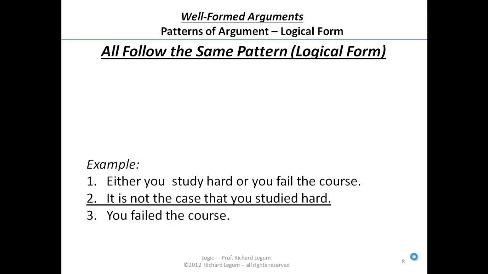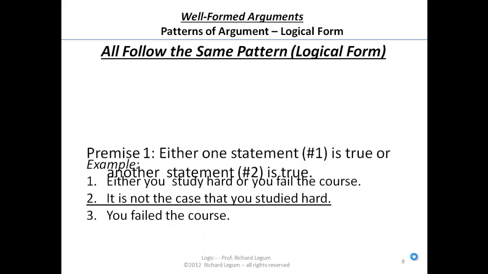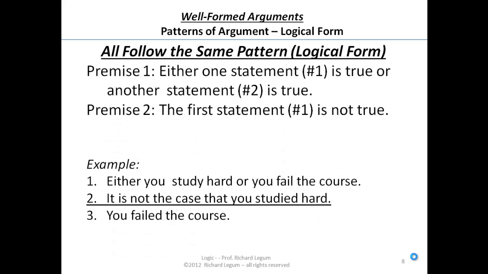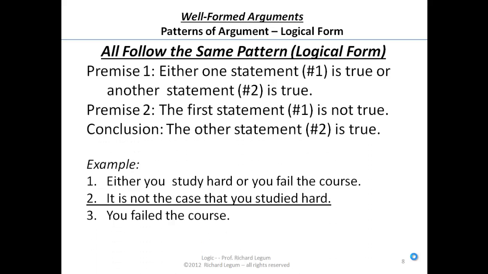And when you look at the pattern, I think maybe we can describe it this way. Premise one says either statement number one is true, or statement number two is true. The statement number one is you studied hard, statement number two is you failed the course. Then the second premise says that the first statement is not true, and from that we conclude that the other statement, statement number two, was true. So that's a way of describing the pattern.